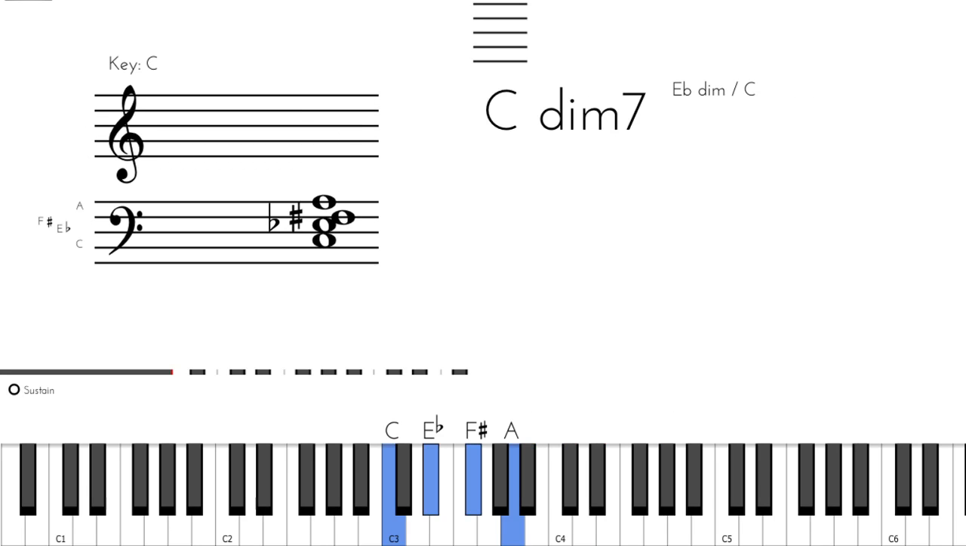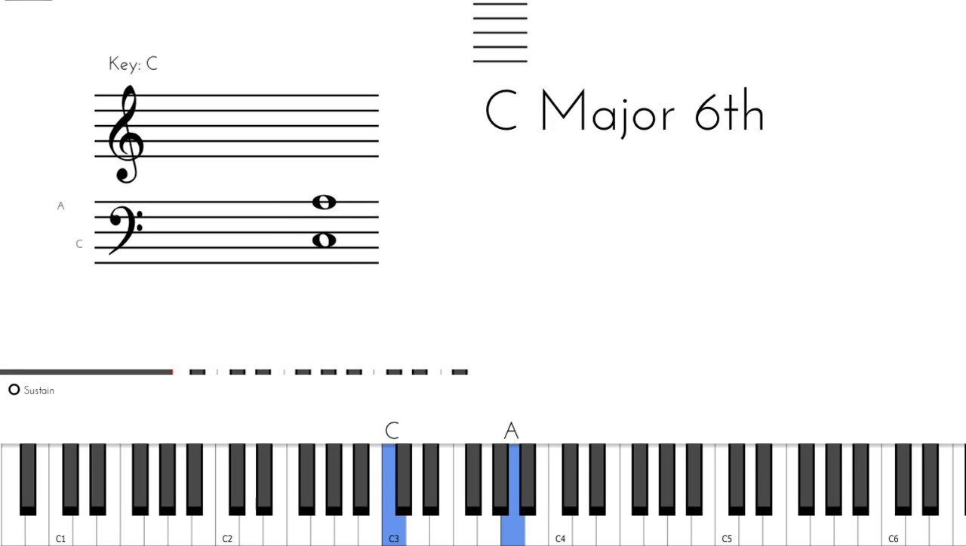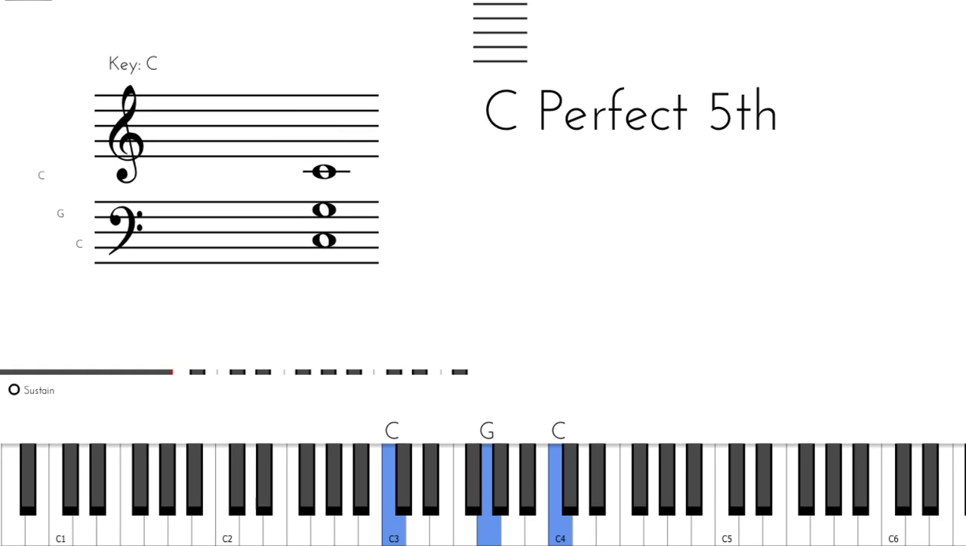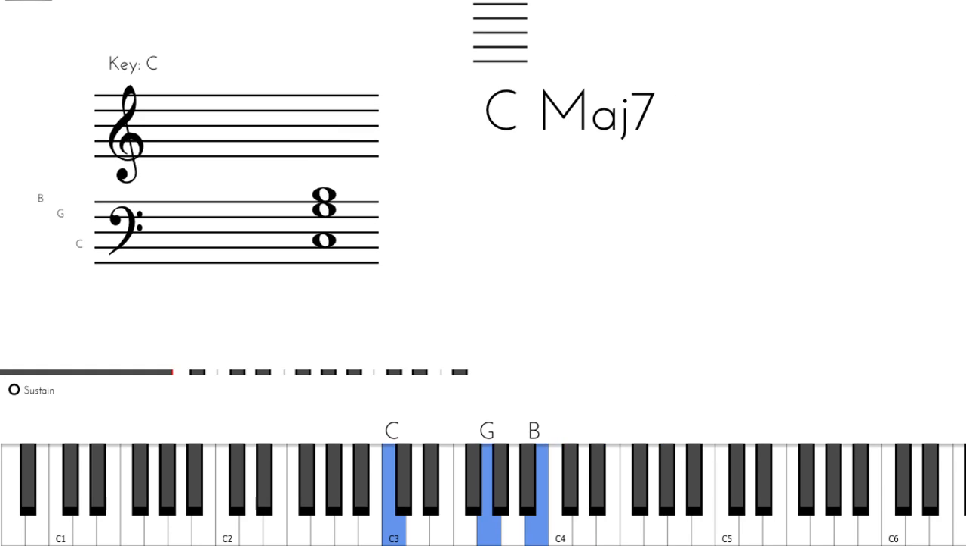So the very last one is the augmented chord. Let me go through the augmented still. So that's just it for extensions. That's just it.